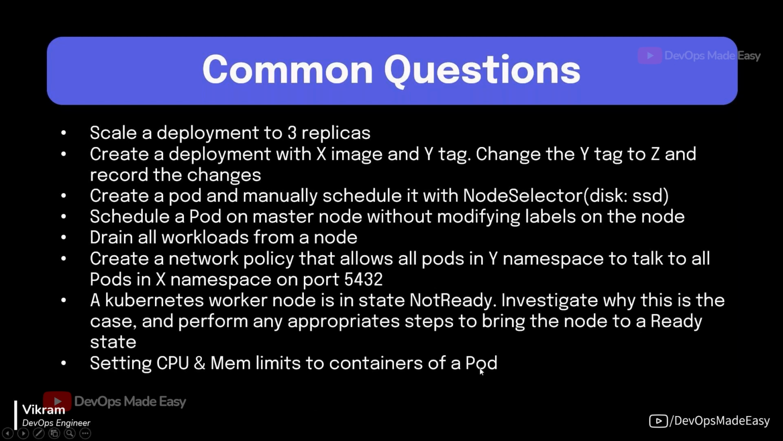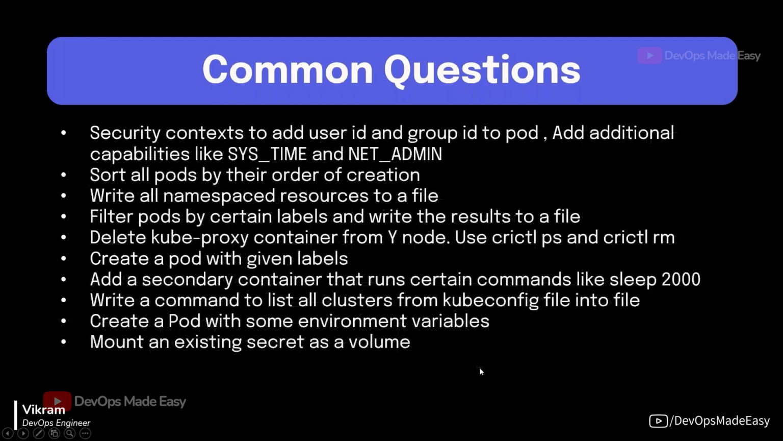And then some security context also they'll ask you, like running a particular container with certain user ID and group ID, and sort all the pods by their order of creation. So you'll have hundreds of pods, and they'll ask you to order them by order of creation. This requires knowledge of JSONPath, how to order them by time or by their actual PVC size. It can be anything.